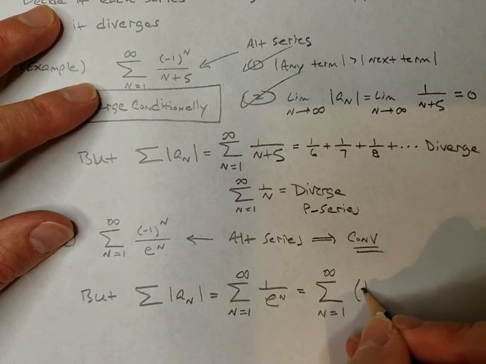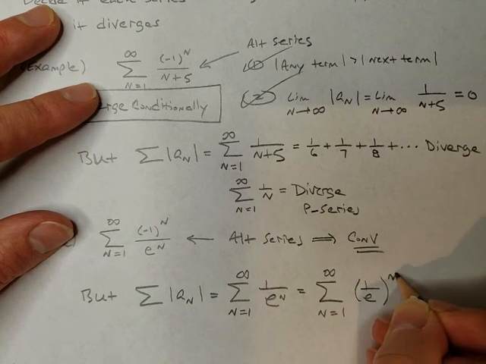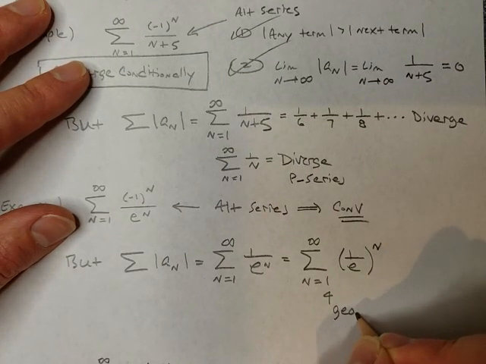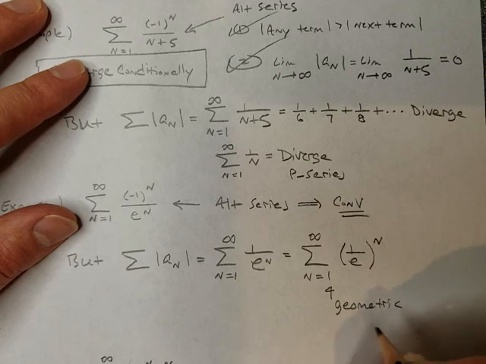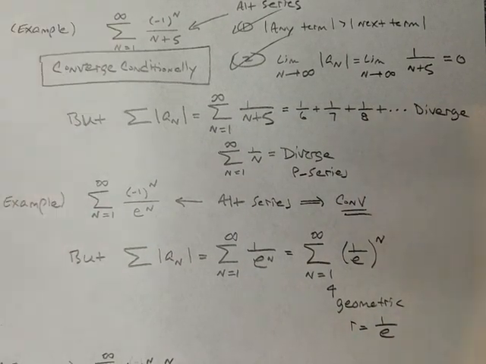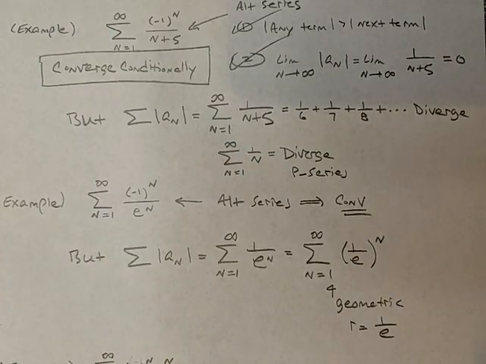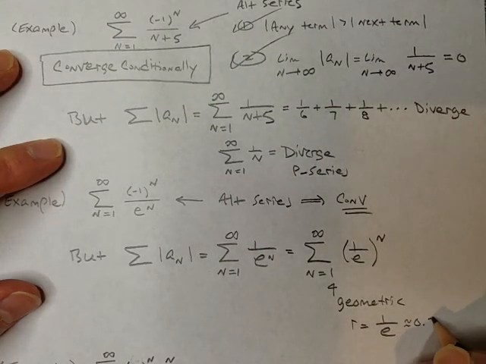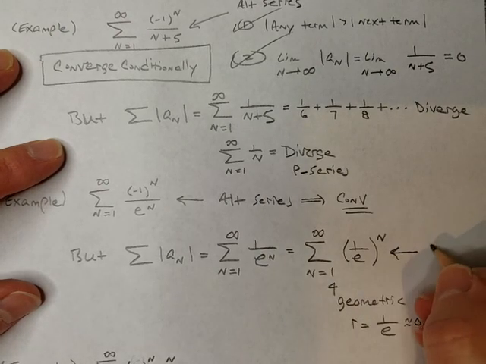Isn't that like this, if you want to? And this is geometric. R is 1 over e, which is less than 1. I don't know what 1 over e is. Let me get my calculator and tell you. So let's see. 1 over e is about 0.36. So that series right there also converges.